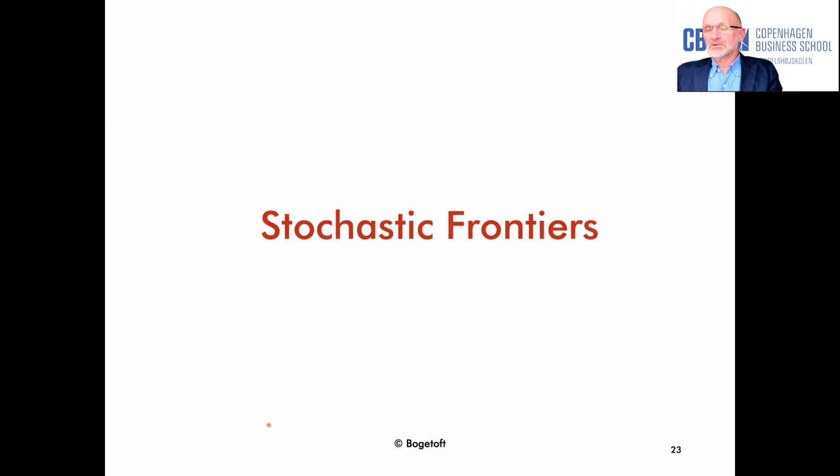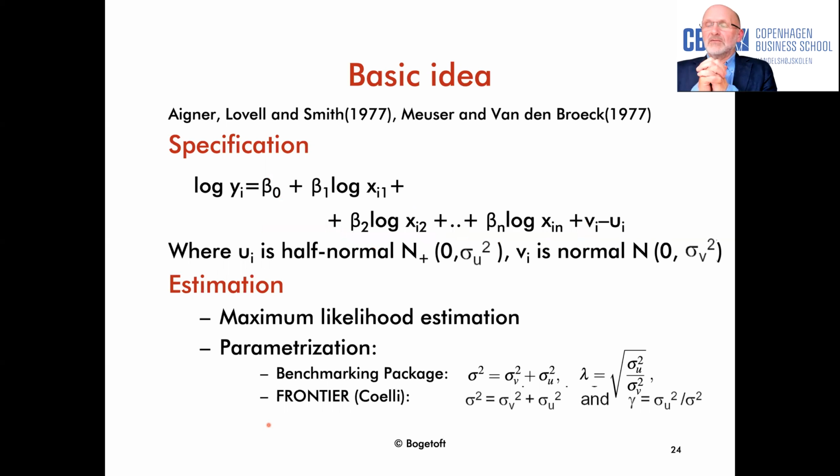So now I want to talk instead about stochastic frontiers, which is sort of the king of this parametric class. And it was first suggested by Aigner and Lovell-Schmidt in 1977, and actually at the same time by Meeusen and Van den Broeck.